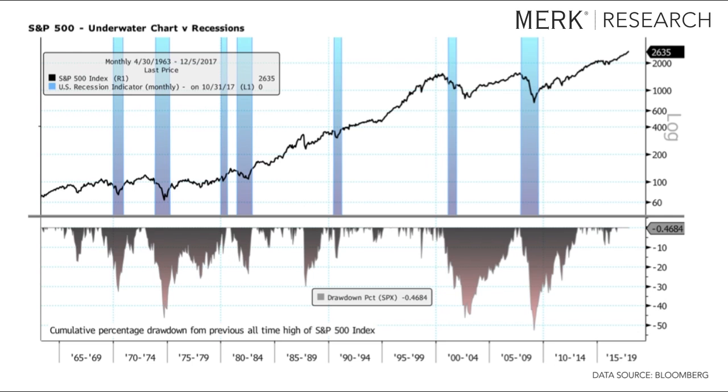This is a chart going back to the early 1960s. The black line in the top panel is the S&P 500 index in log scale with U.S. recessions in the blue bands. The lower panel is what's called an underwater chart, and it measures the cumulative percentage drawdown from the previous all-time high of the S&P 500.